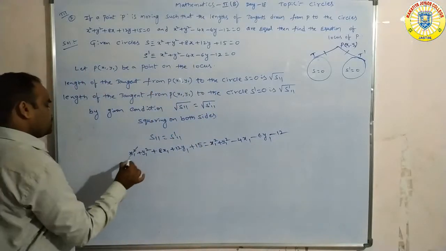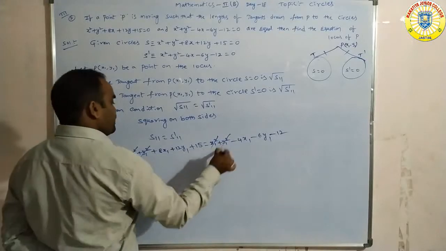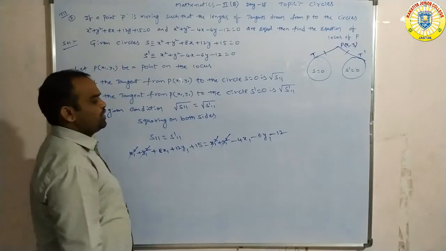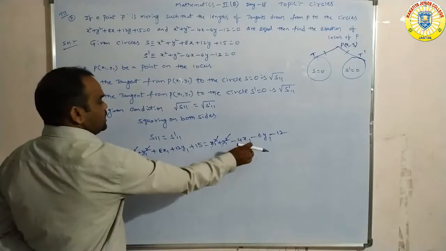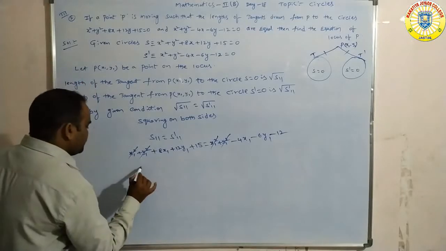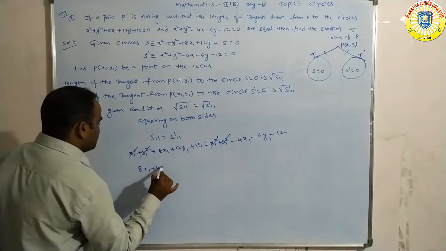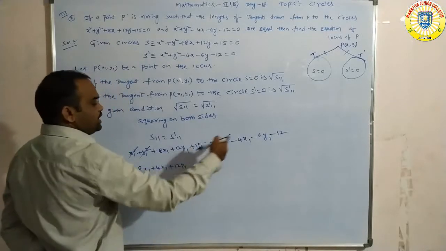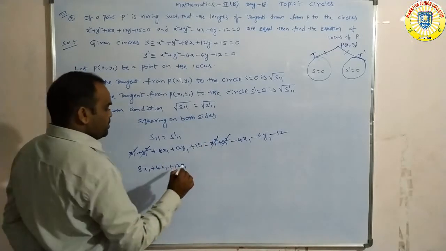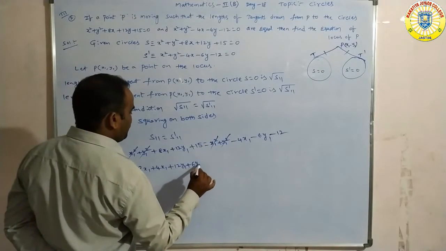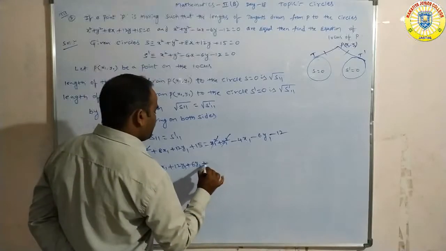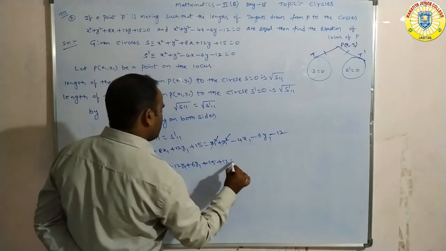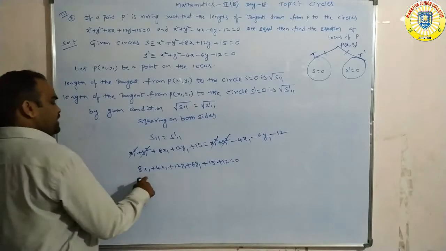Here x1 square, y1 square cancel. Here 8x1 plus 12y1 plus 15 is equal to minus 4x1 minus 6y1 minus 12. This minus 4x1 we are taking to the left side. That is nothing but 8x1 plus 4x1, plus 12y1. The right side minus 6y1, we are taking to the left side plus 6y1. Here plus 15. There is minus 12, we are taking to the left side, plus 12 is equal to 0. 8x1 plus 4x1.